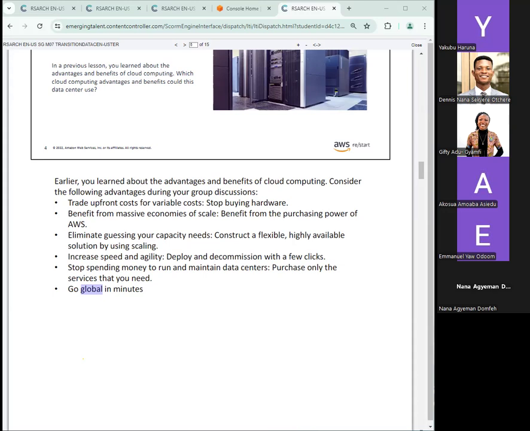Yeah, that's true. But when we are talking about go global in minutes, it's not about your users going global in minutes. It's about you having infrastructure in those countries. A reason that we've looked at is that it reduces latency. So your users are able to get a better experience when they are closer to the web server that is serving them. Okay, all right. So it's more about the latency and then the performance.